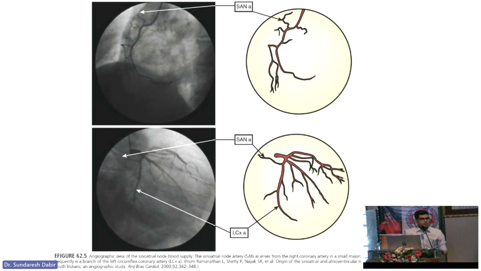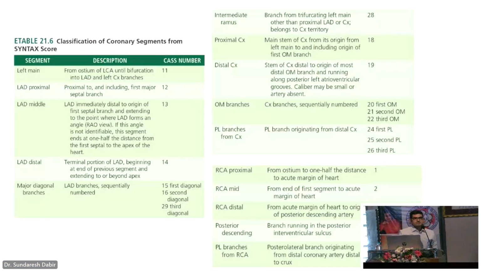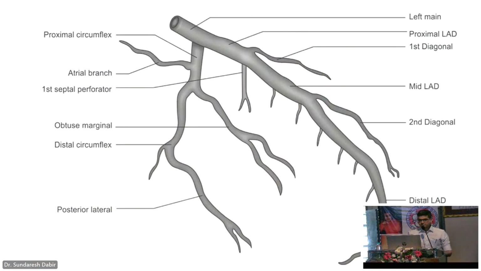Okay. What is the first branch of the circ? Anyone? What is the first branch of the LCX? Left atrial circumflex. It goes the other way. What is shown actually in the previous slide? So this is the LA circumflex.